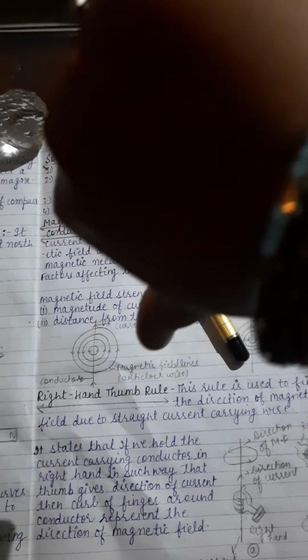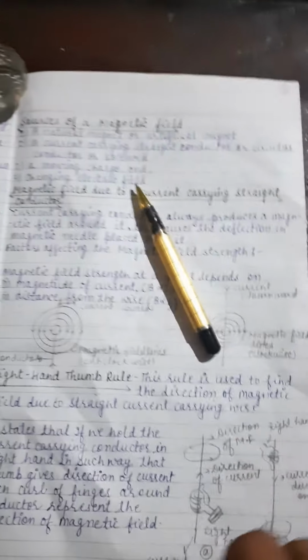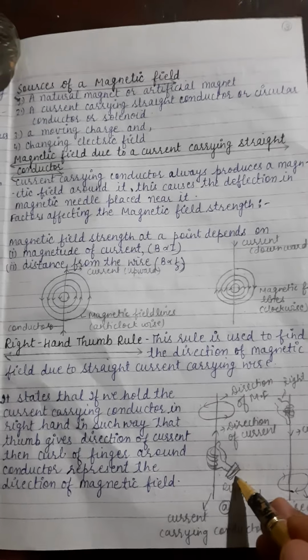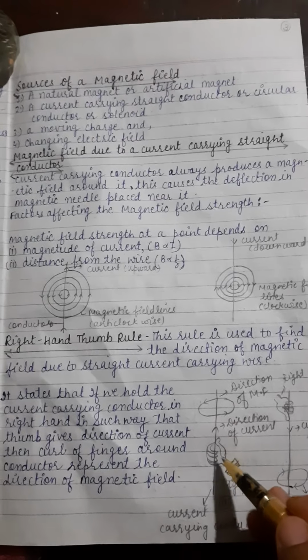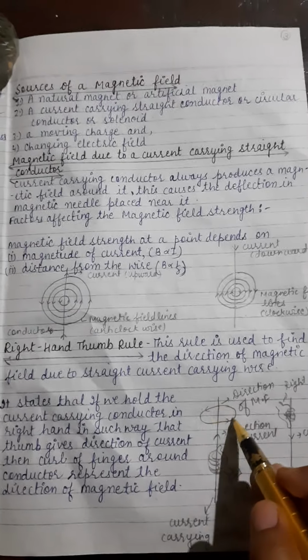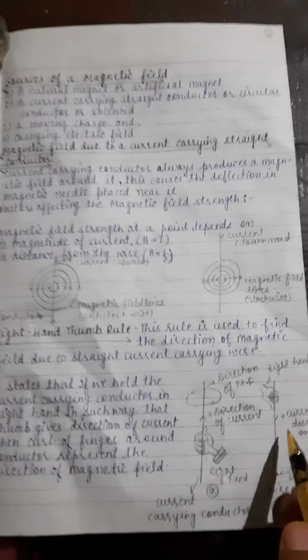Now put your hand in this situation, and the current is flowing from upward to lower direction, and the curl, that is the magnetic field direction, is clockwise. Clear, students? Okay, this is the right hand thumb rule. Here in the diagram also you can see that we have put our thumb direction as the direction of the current, then the curl direction is giving the direction of the magnetic field, and this is anti-clockwise direction.